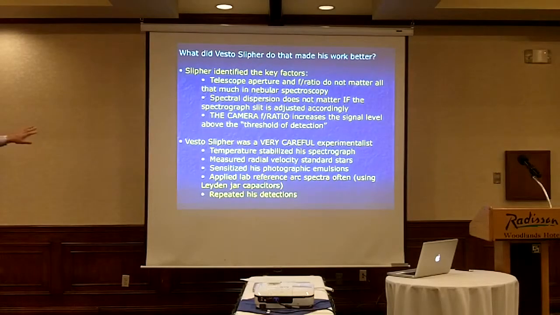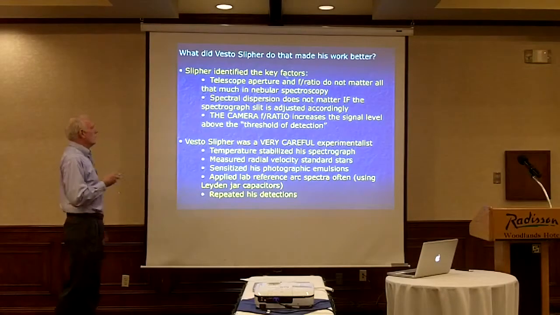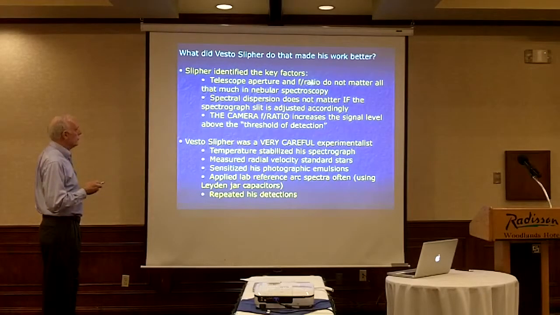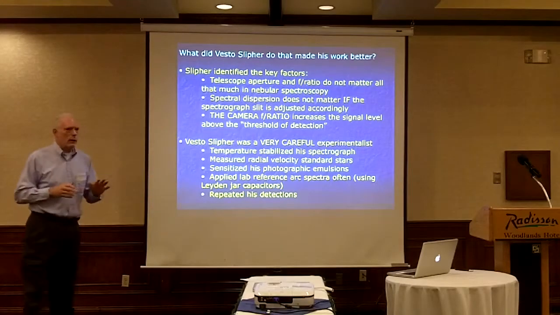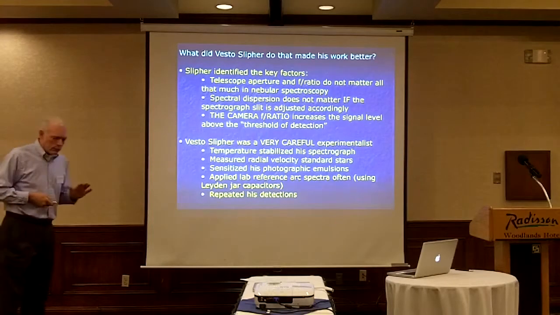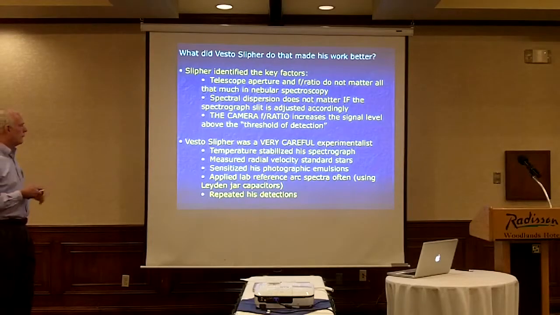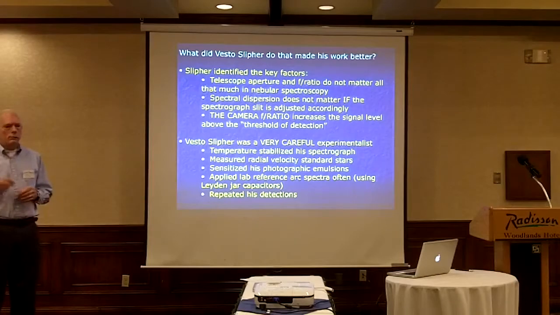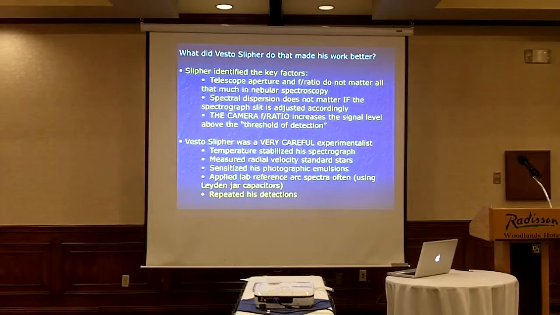Now, these are Slipher's statements. It's not only that the telescope aperture and F ratio don't matter all that much. They do matter, and I could explain it to any astronomer who wants to know in a modern context what that means. But in the context of Slipher's detection, they don't matter that much. The spectral dispersion doesn't matter as long as the spectrograph slit is adjusted properly to see the right contrast of the absorption lines. The wider you open the slit, the more the contrast goes down. But the wider you open it, the more flux you get.